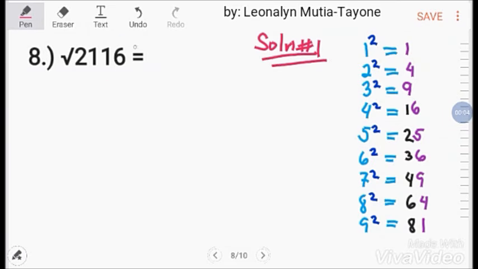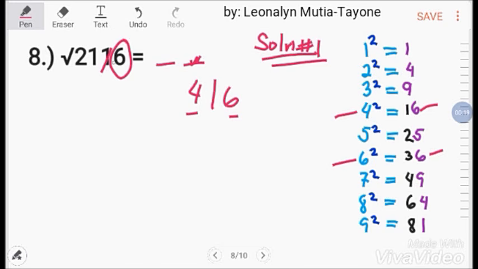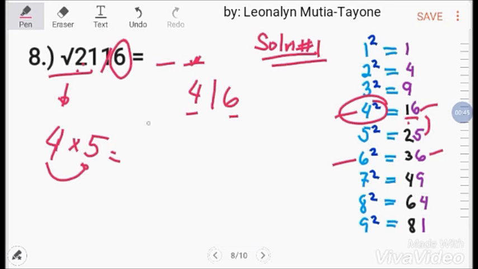Let's do solution number 1. Focus tayo sa last digit na 6. And it's either 4 or 6 ang andito. Tapos, i-ignore mo yung second to the last. Square root of 21. Doon tayo pababa kung may mga perfect square dyan, which is 16. So, we will use 4. 4 times 4, that is 16. Okay, less than siya ng 21. 4 times 5, i-multiply siya sa next na number, and that is 20.